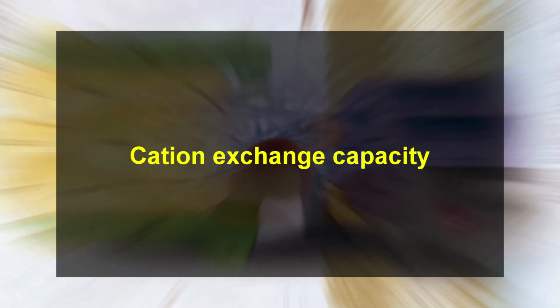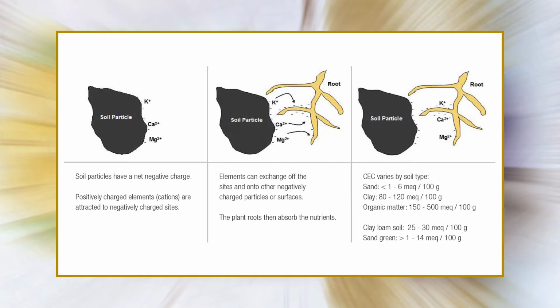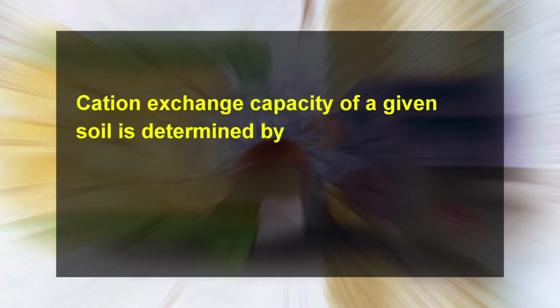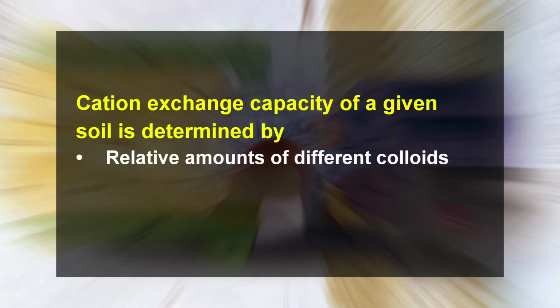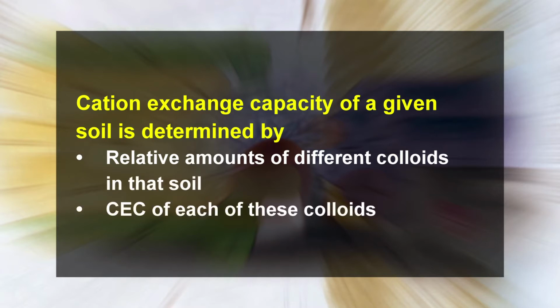Cation exchange capacity. Cation exchange capacity is the amount of exchangeable cation per unit weight of dry soil. The SI unit of cation exchange capacity is expressed in centimoles of positive charge per kilogram of soil. Thus, if a soil has a cation exchange capacity of 10 centimoles per kilogram, it means that 1 kilogram of soil can adsorb 10 centimoles of hydrogen ion. The cation exchange capacity of a given soil is determined by, first, the relative amount of different colloids in that soil, and second, the cation exchange capacity of each of these colloids.